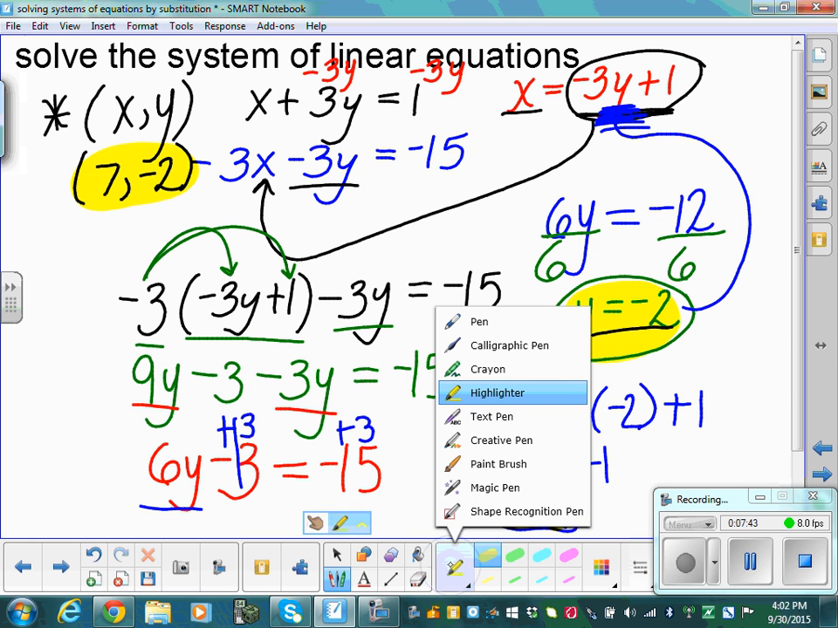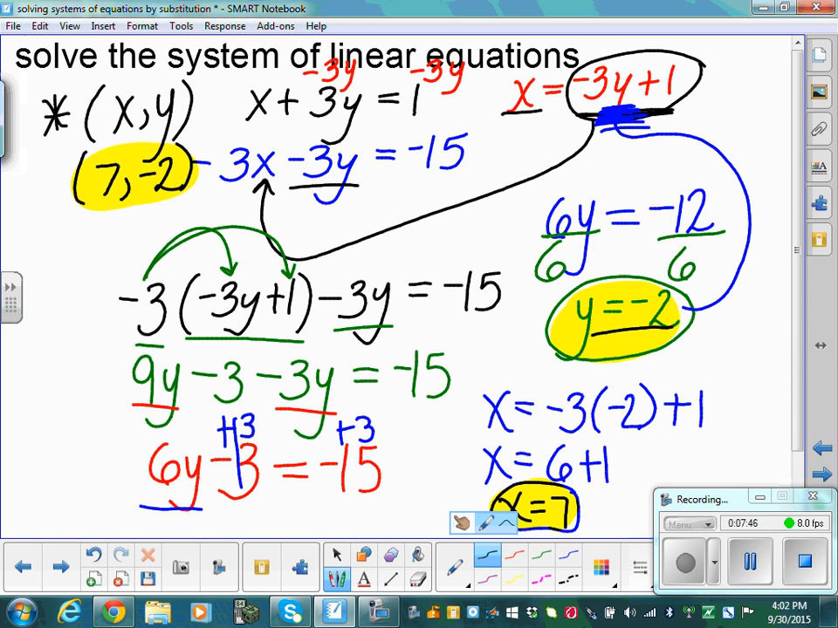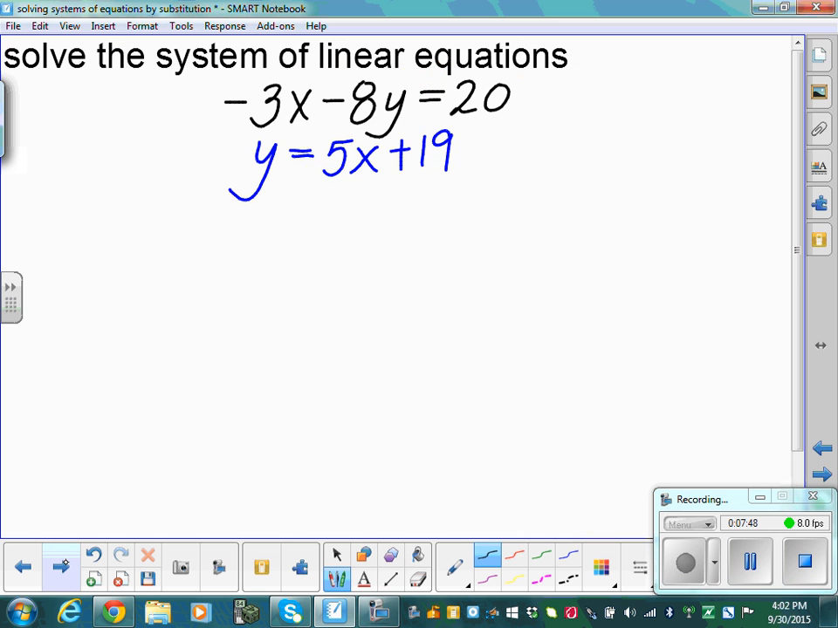All right, let's do another one. Solving the systems of linear equations. Here we go. So we have negative 3x minus 8y is equal to 20. That's our first equation. And our second equation is y is equal to 5x plus 19. Now notice this. Our first step is to get a variable all by itself. Well, notice right here, our y is already all by itself.